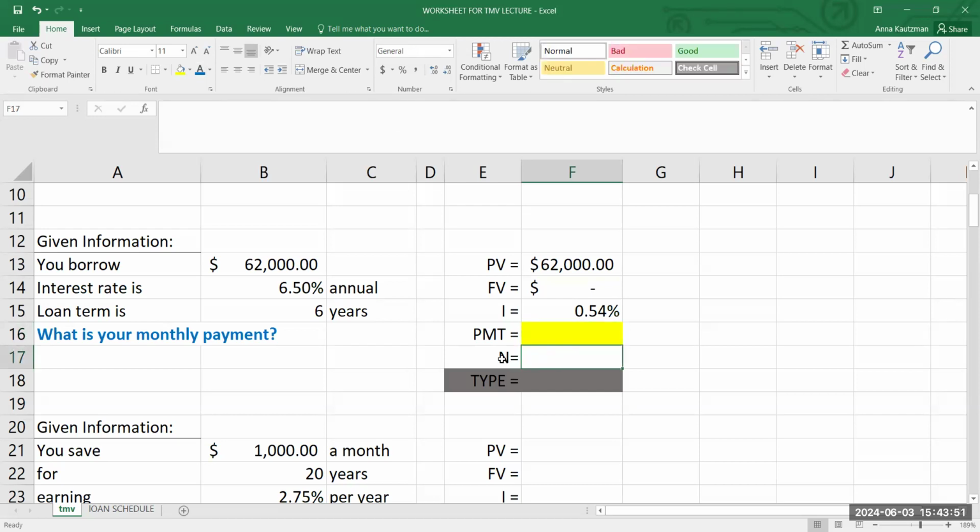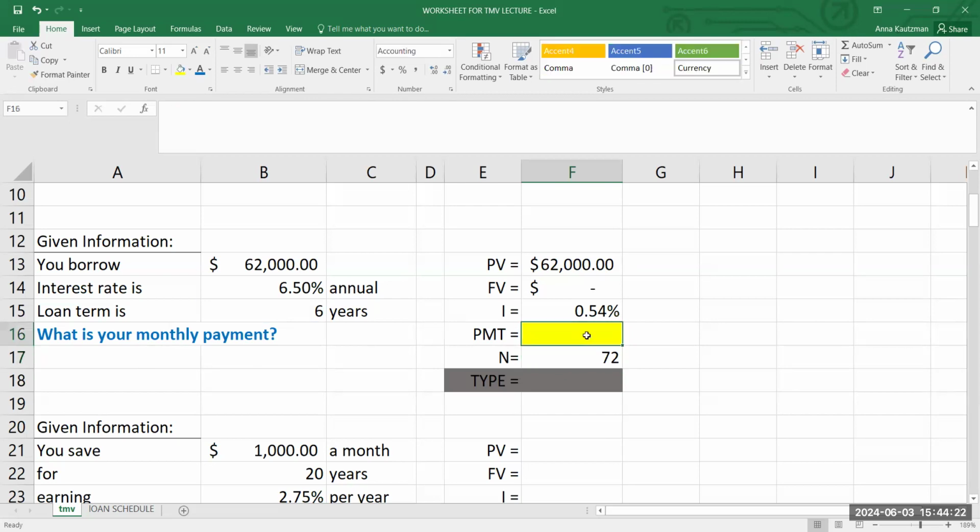The N, or N per number of time periods, is going to be 6 years. But again, we're being asked the monthly payment. So it won't be 6 payments. It won't be 6 time periods. It will be 6 times 12 because there are 12 months in a year. So the number of time periods or payments is 72.